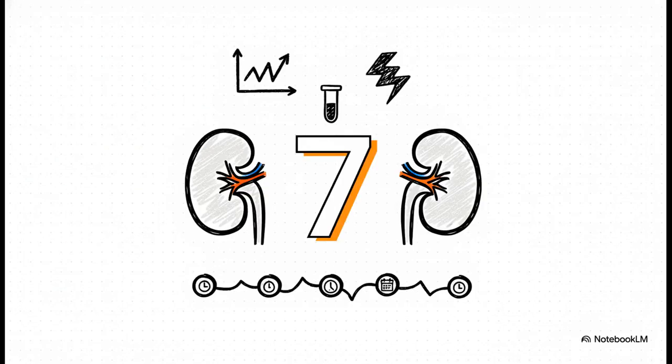But here's a crucial detail. It is absolutely essential to remember that AKI is defined by these functional or structural abnormalities happening within a really firm 7-day window. Whether it's a 0.3 milligram per deciliter rise in creatinine over 48 hours or a spike in a damage biomarker, that 7-day time frame is the strict anchor for defining the acute injury event.